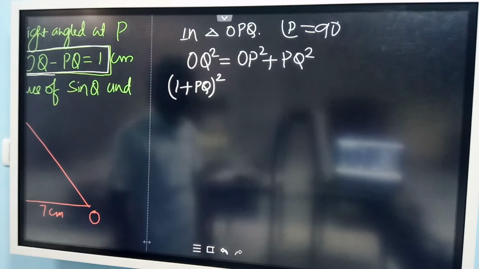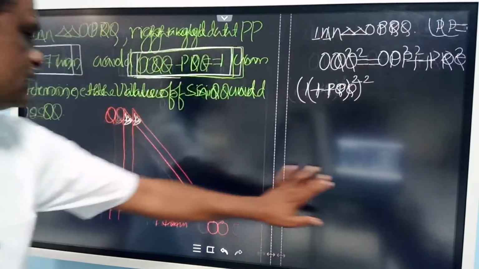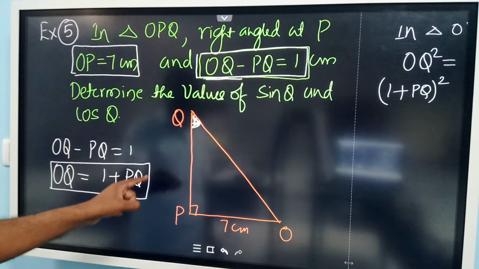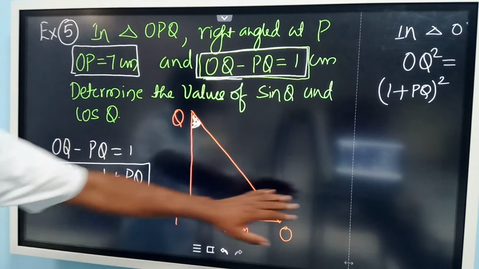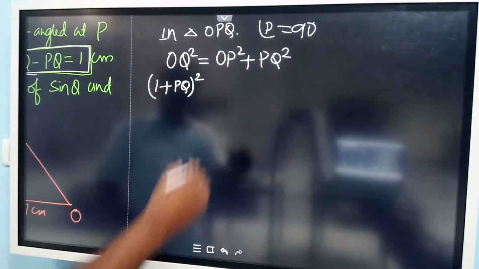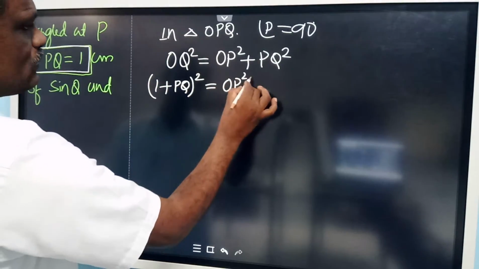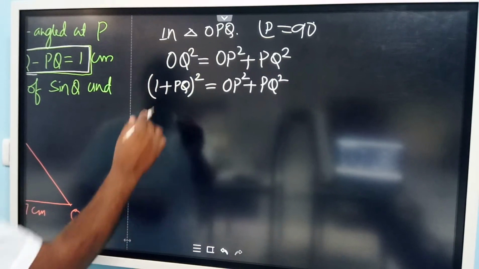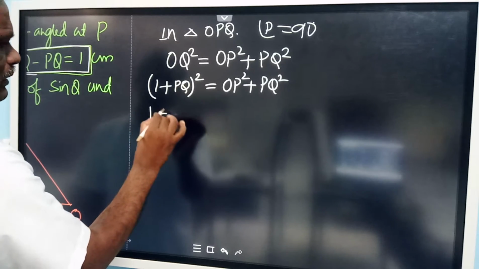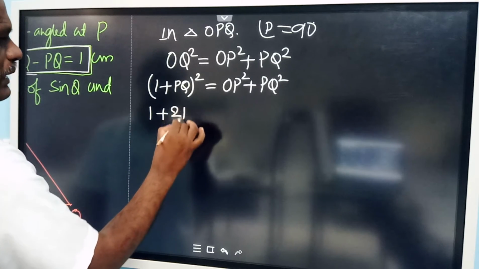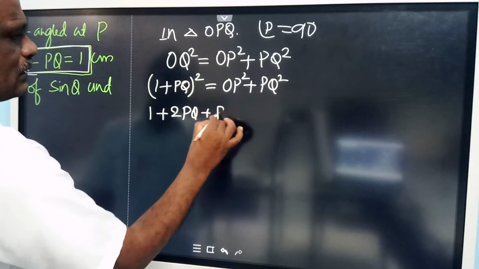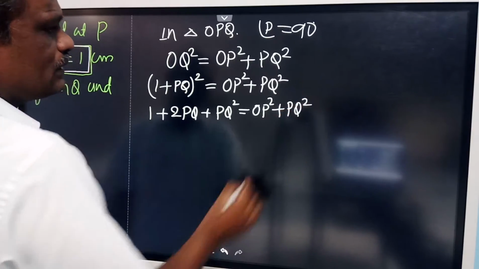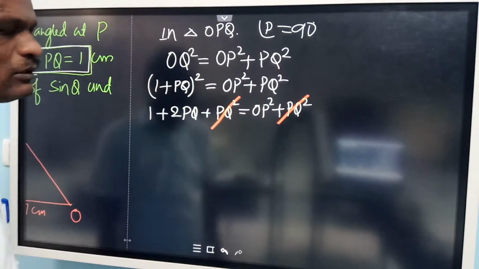Just in place of OQ you have written 1 plus PQ because of the relation given, OQ minus PQ is equal to 1. Transfer PQ to the right side, OQ will be equal to 1 plus PQ. That is equal to OP square plus PQ square. Simplify this by using the a plus b whole square formula: 1 plus 2PQ plus PQ square is equal to OP square plus PQ square. Now you can cancel PQ square on both sides.